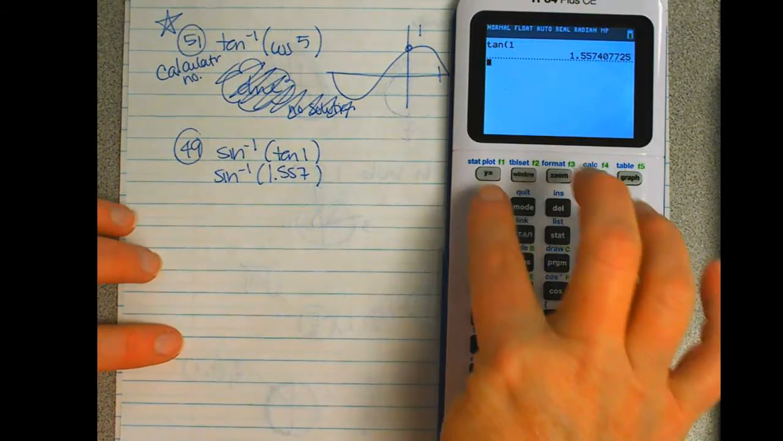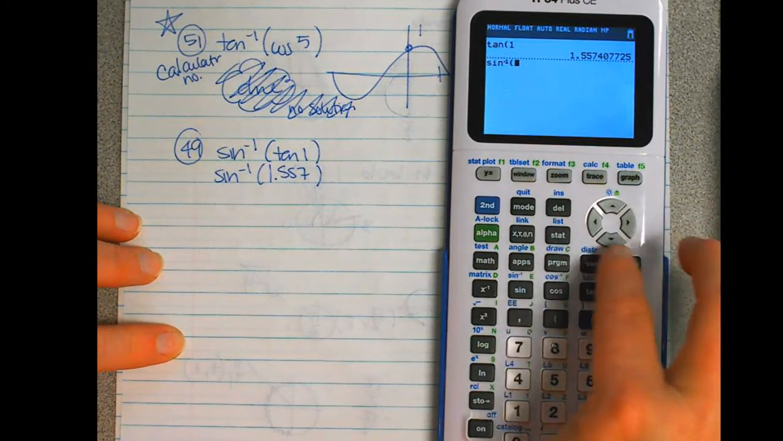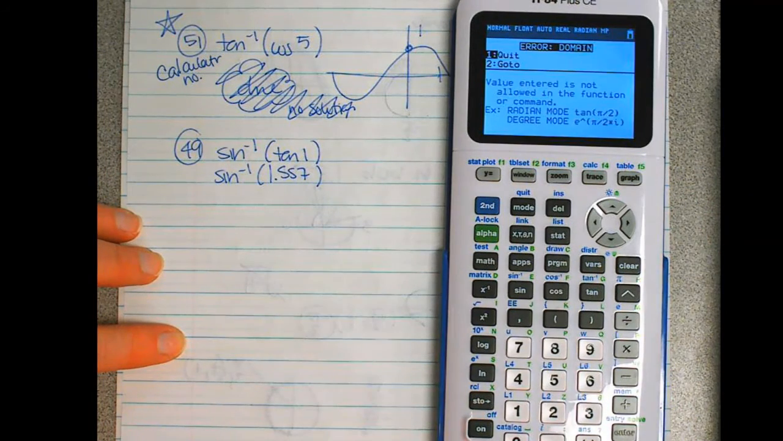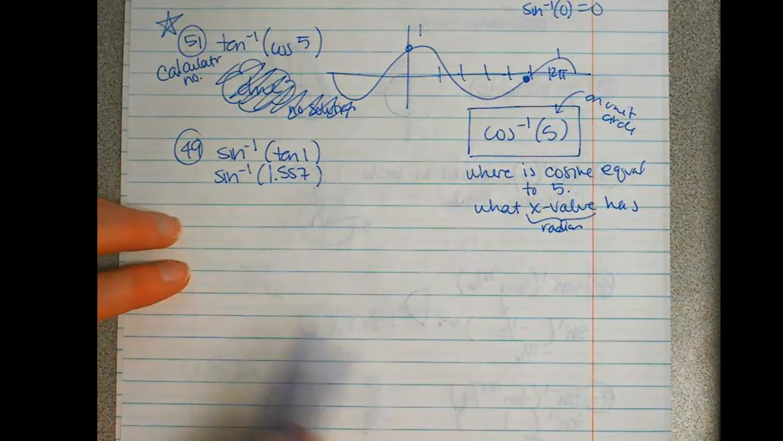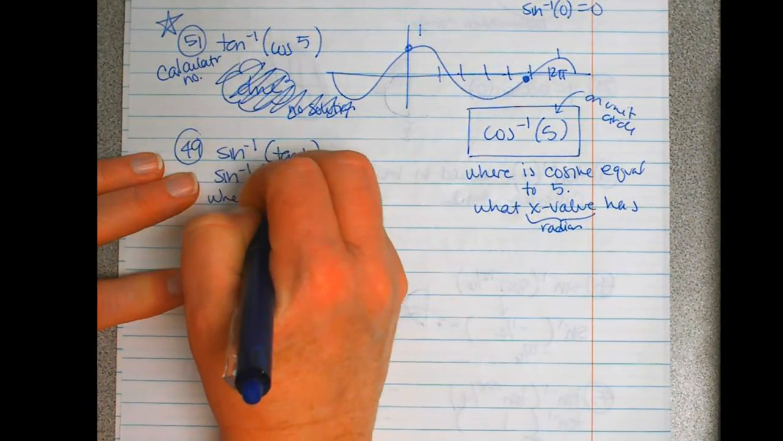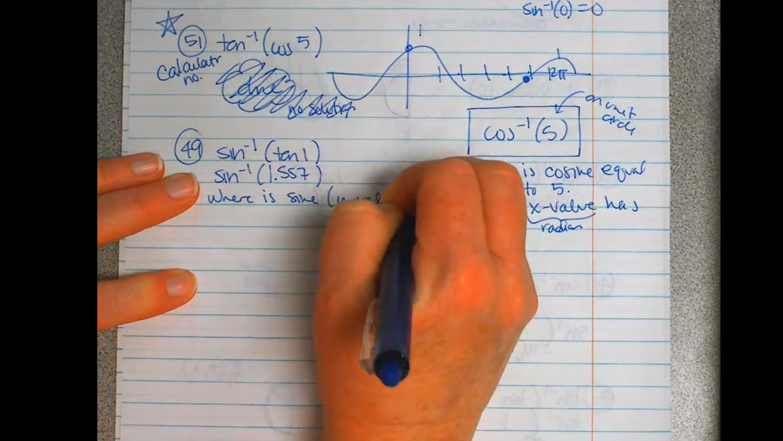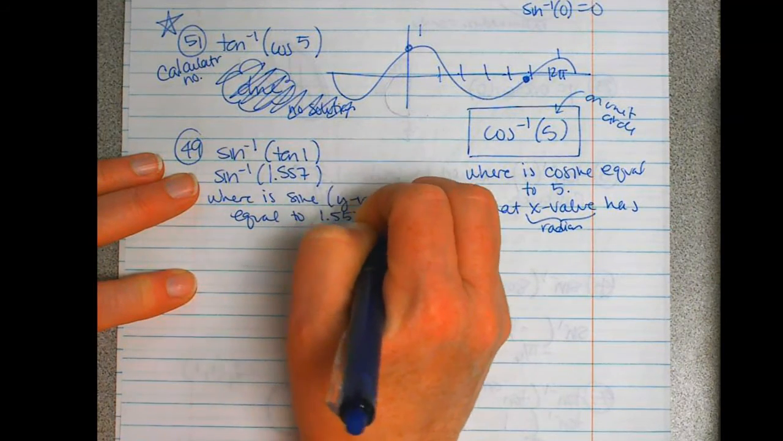Okay, so if we check this out in our calculator, I can actually just go up to it, delete. I can take that and put it here. Sine inverse of this angle. And the calculator tells us this. Why is that true? Because it's bigger than 1. Does not exist. So, sine says where is sine, which means the y value, equal to 1.557?